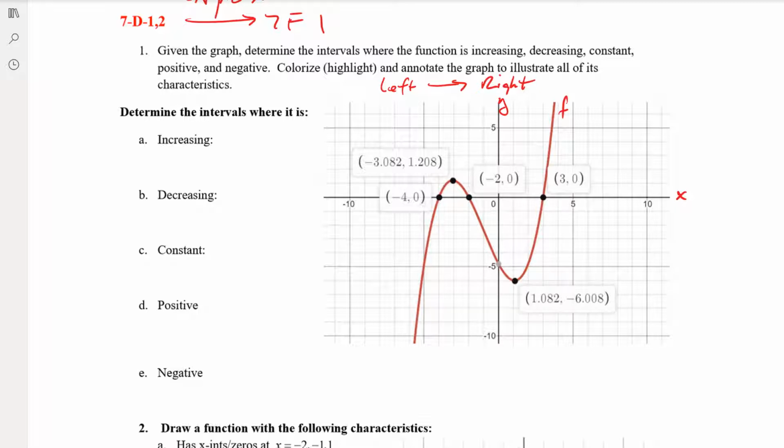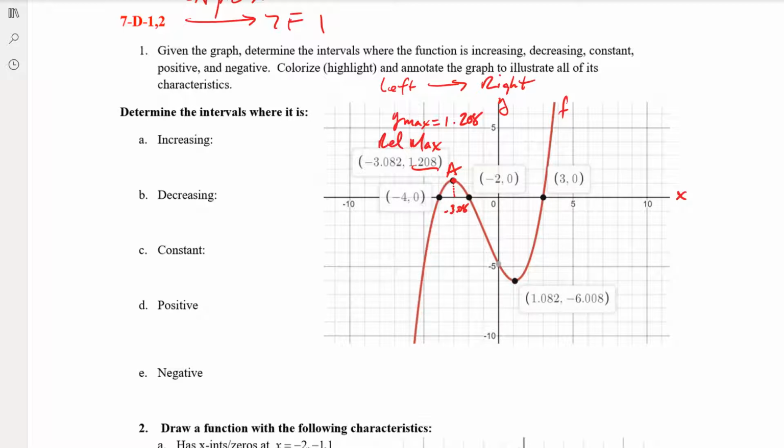Let's highlight some key points here. First of all, this point here, we'll call it point A, is called a relative max. It's at x equals -3.082, roughly. The max y value occurs when x is -3.082, and the relative max, or the y max, in this case is not asked, but I'm going to go over it anyway because I'm going to ask that on the test. It is about 1.208, and it occurs at x equals -3.08.